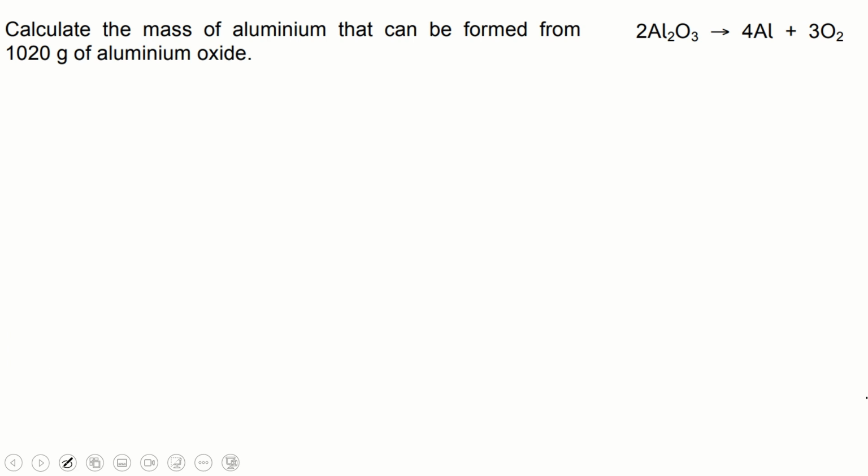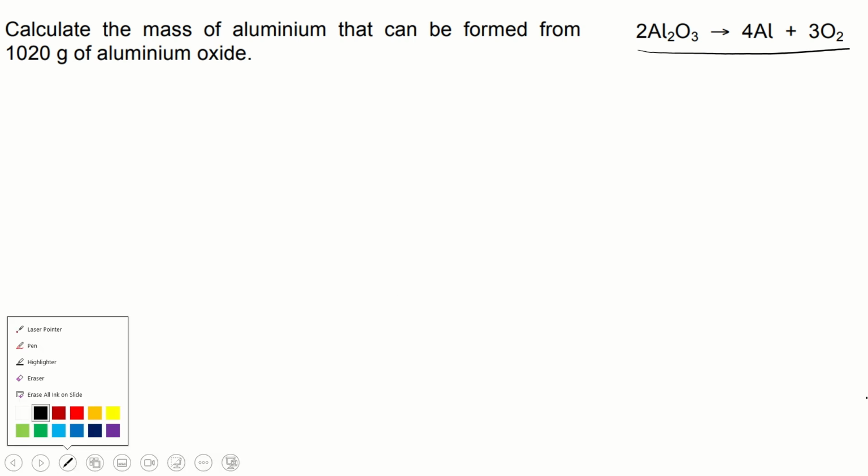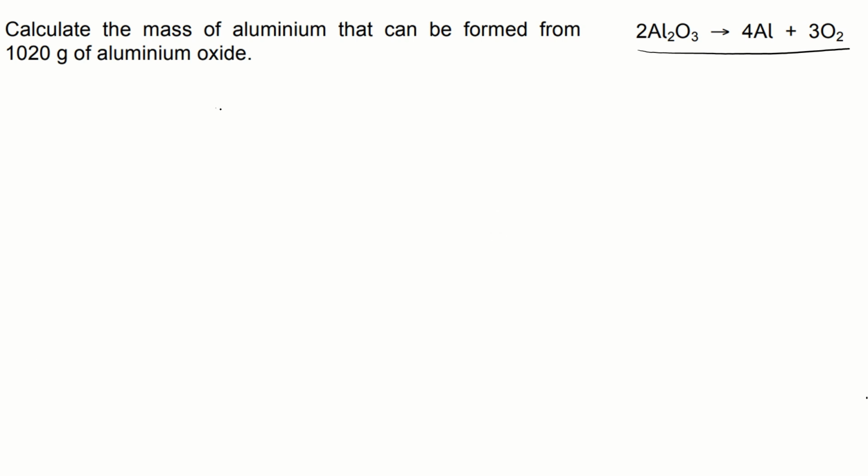Right, first step. First step is write out the equation. They've given you the equation there. Let's write it out. Let's keep it black. 2Al2O3 arrow 4Al plus 3O2.